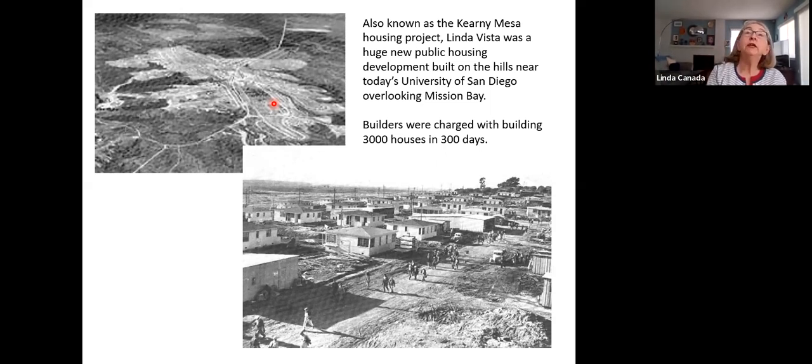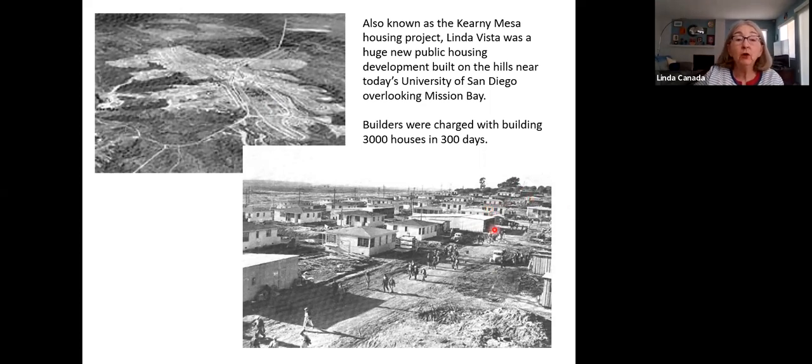3,000 in 300 days, they built 3,750 houses in 159 days, which housed eventually 14,000 people, just in this one little compound up on the hillside, up above the college. And when I say the college, that college was not there at that point, but it was the University of San Diego, and also above the General Dynamics plant.